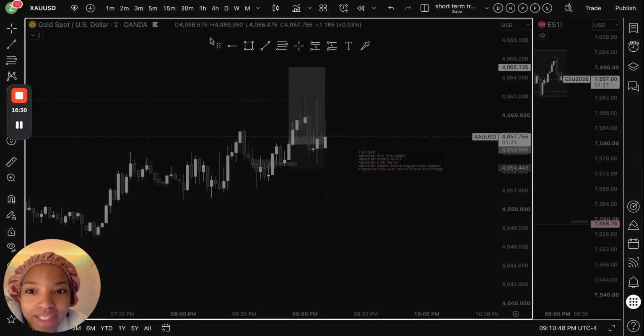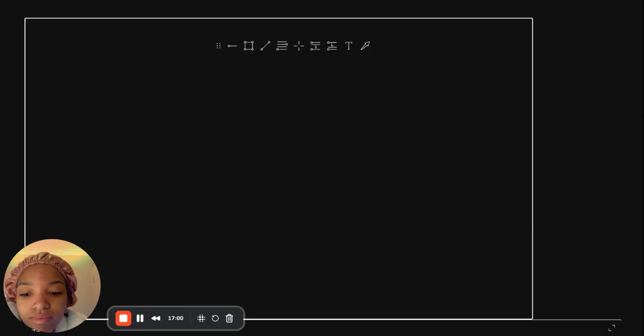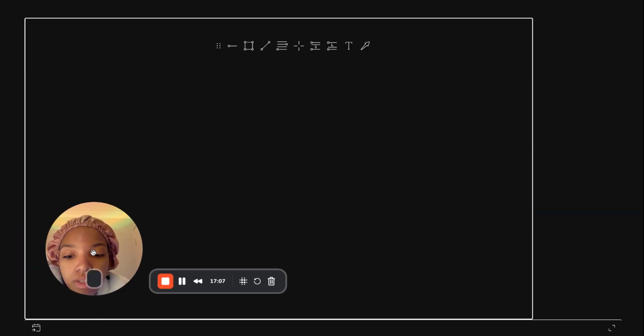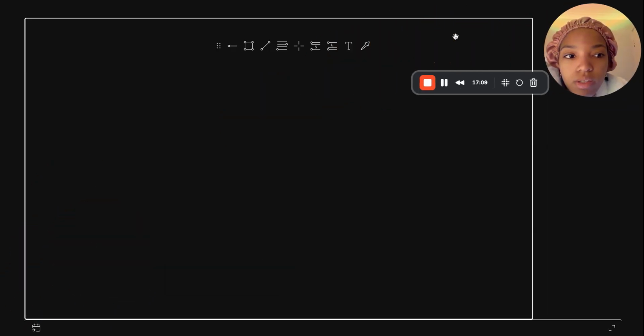Hello, please load. I hate that TradingView does this whenever I want to record. Oh, my Loom's bugging. Everything's bugging with this thing.